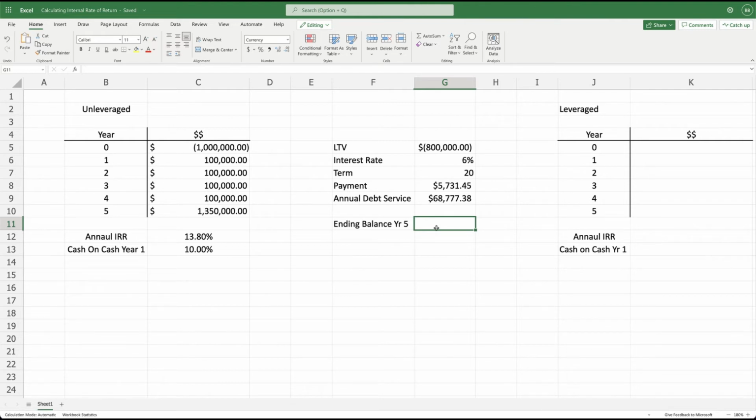But the ending balance of this loan at the end of year 5, because we're going to project a sale at the end of year 5, is $685,988.91. So we're going to plug that in.